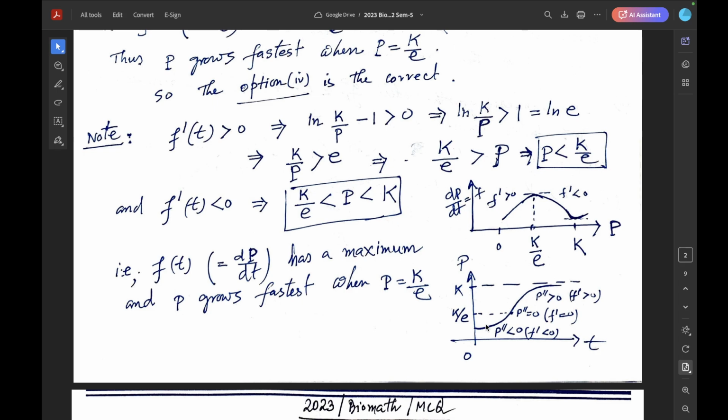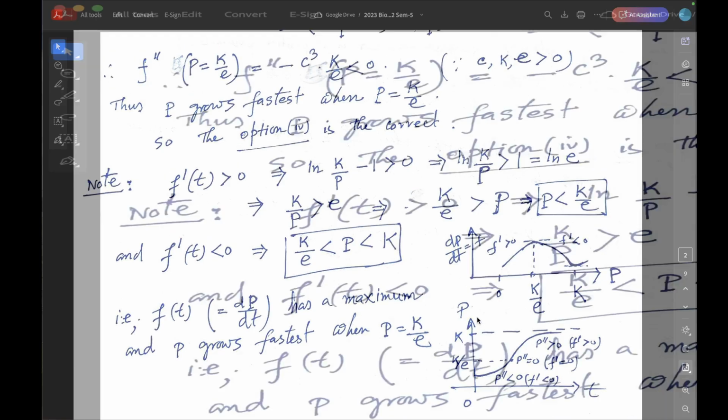And so from this to this range, p double dash is negative, that is f dash is less than 0. And at this point, p double dash equals 0, that is f dash equals 0. And within this range, k by e and k, f dash is greater than 0. So p grows fastest when p equals k by e. So the correct option here is 4.